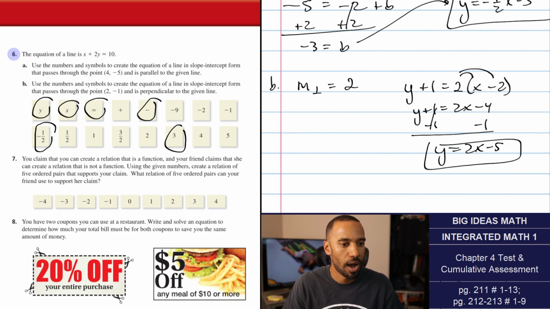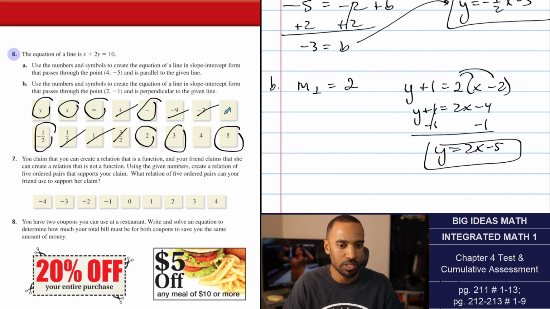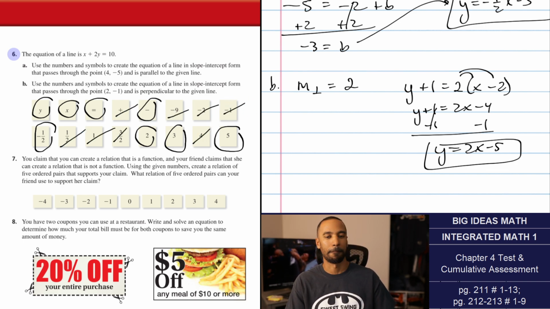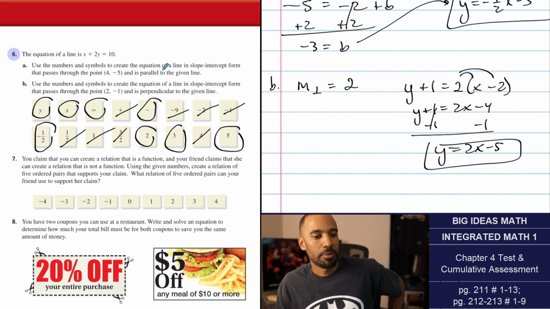Is this good? y equals 2x minus 5. Okay, good to go. I didn't use any of these ones. All right, number 7.